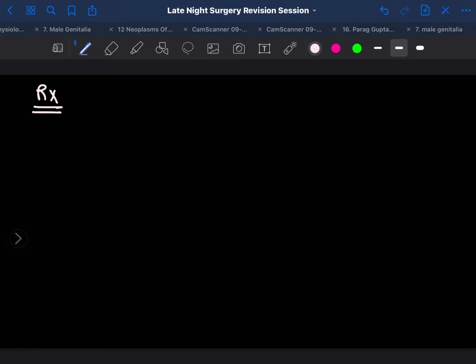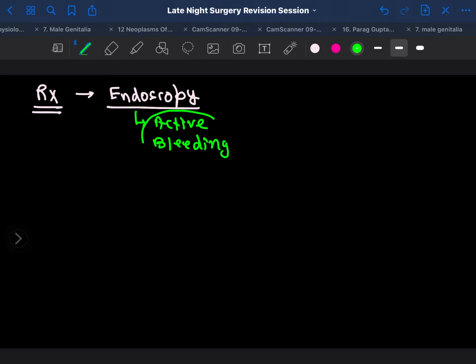So how will you manage this particular patient? Now guys, many students tend to confuse with this. They say that we'll go in for an angiography with the embolization or something like that. That is not the answer. Here, you have already done an endoscopy, and on the endoscopy you're finding an active bleed.